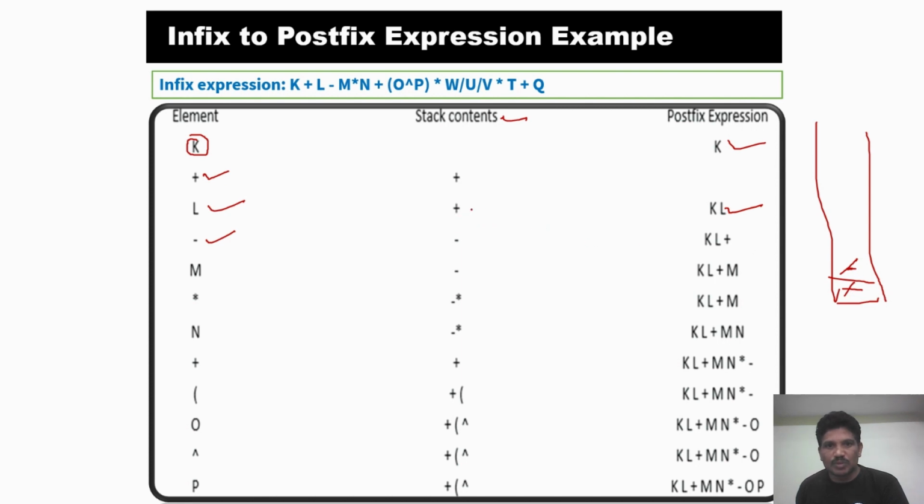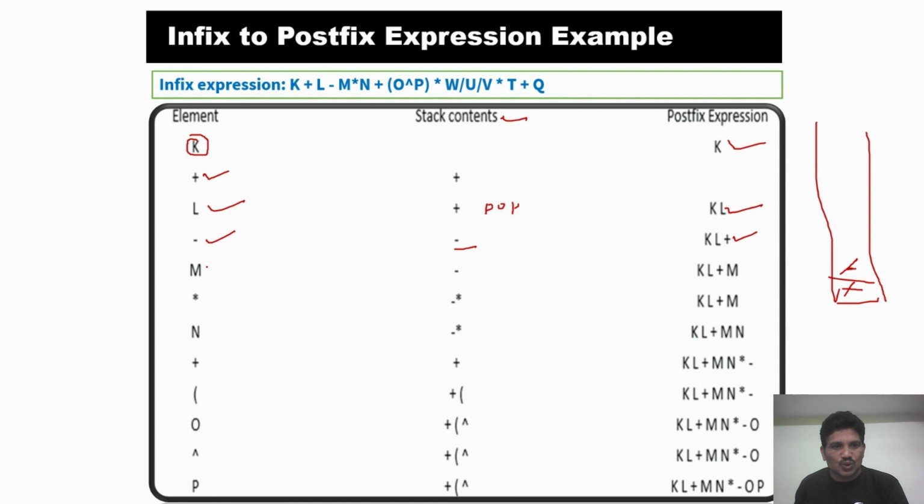The plus operator is popped from the stack, and then we add it to the postfix expression because both are equal. That's why it is left associative. We scan the expression from left to right, so we pop it and push the minus operator onto the stack.